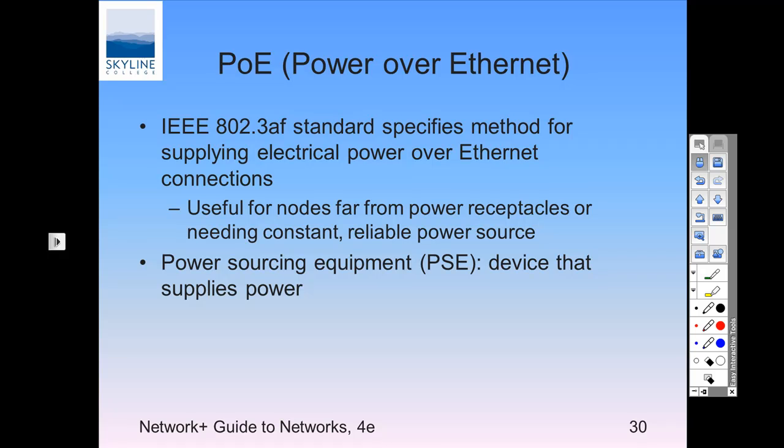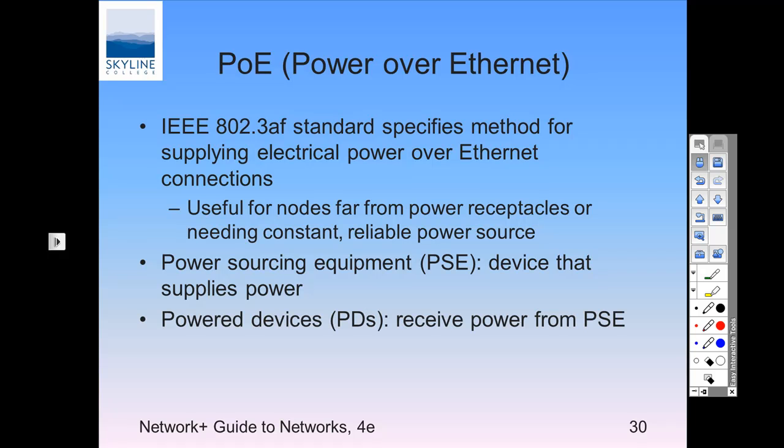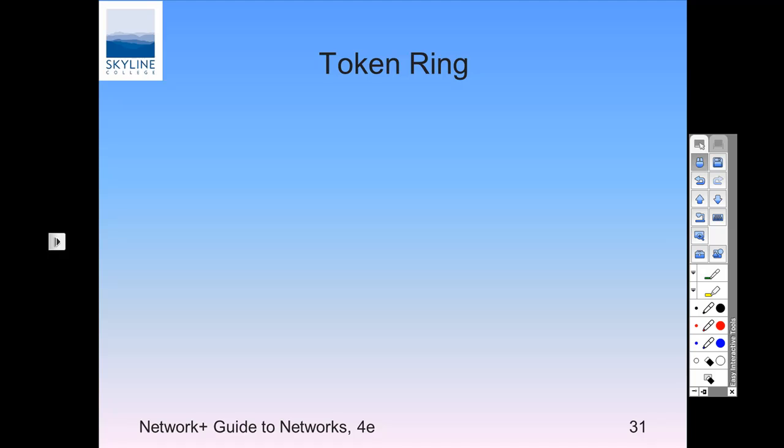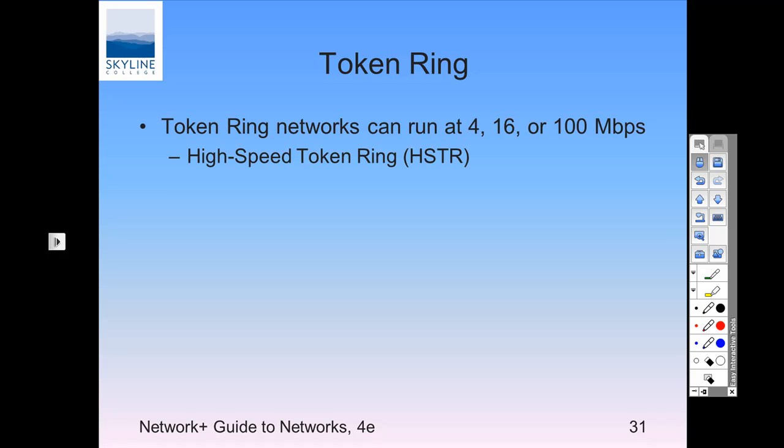When you get into this, if you don't have a power over Ethernet switch, you can get a device that you can put into your network that will provide power for your devices. They actually tend to be relatively expensive. Powered devices receive the power from the power sourcing equipment. You need Cat5 or better copper cabling in order to do that, because you've got to send the power that way also.